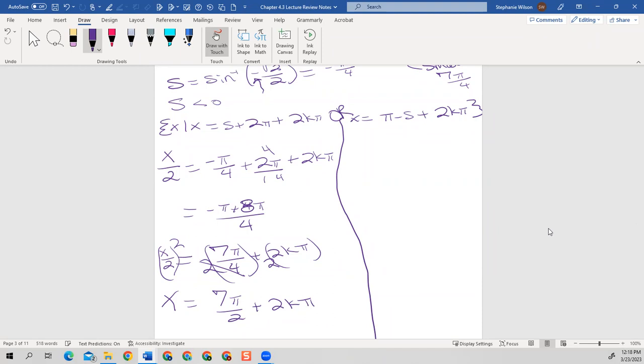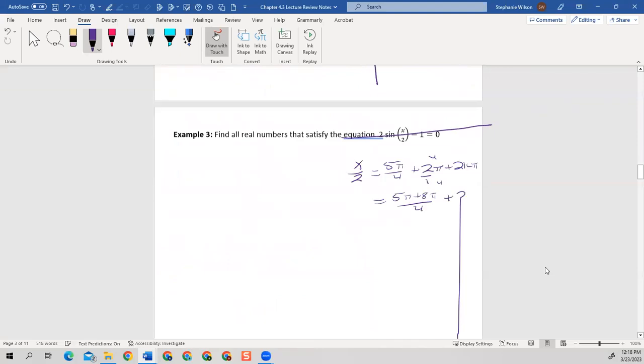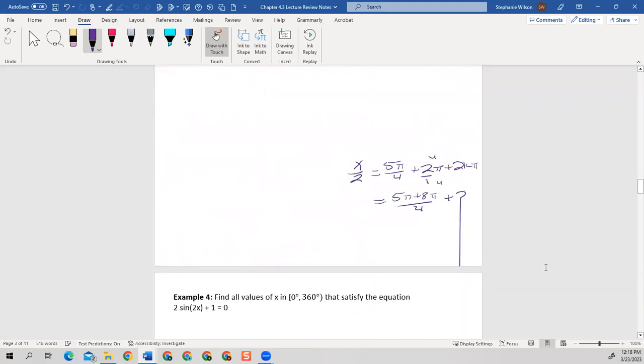And so I'm not focused on this one here yet, okay? Let's just take that x over 2, plug in the 5 pi over 4, add it to the 2 pi plus the 2k pi. And then we have to have a common denominator. So now I have 5 pi plus 8 pi over 4 plus 2k pi. Oops. So let's go back to question 2.